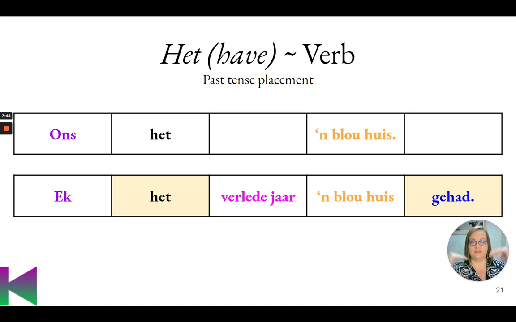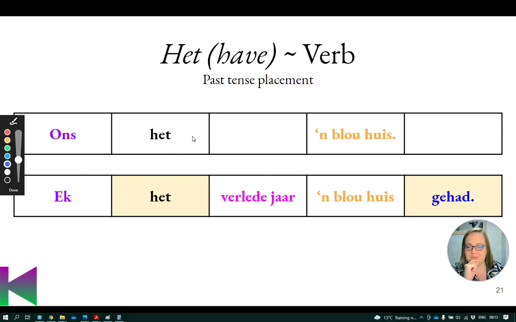Het here means have. Ek het verlede jaar 'n blou huis gehad. Okay, that's the ge-verb of het. So this het, let me use this.